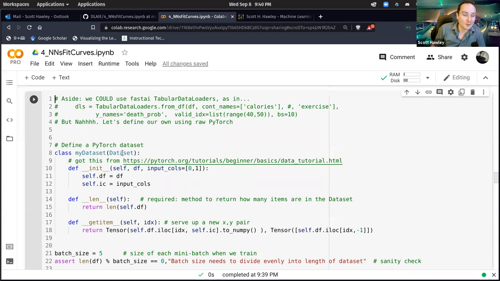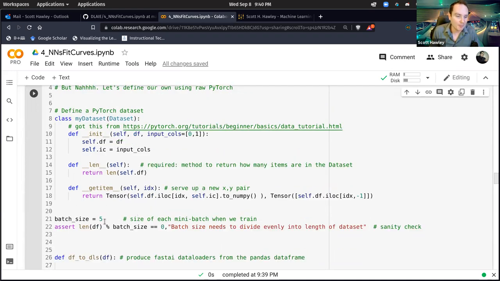A PyTorch dataset needs something so you can query how long the dataset is. So there's a method called __len__, which gets used anytime you want to know the length of the dataset, which is really just the length of the pandas data frame that we're passing in. PyTorch datasets also have to have __getitem__. We pass in some index number and say, give me the data at this point. All it does is serve it up, as a PyTorch tensor, so that it's ready to be used by PyTorch.